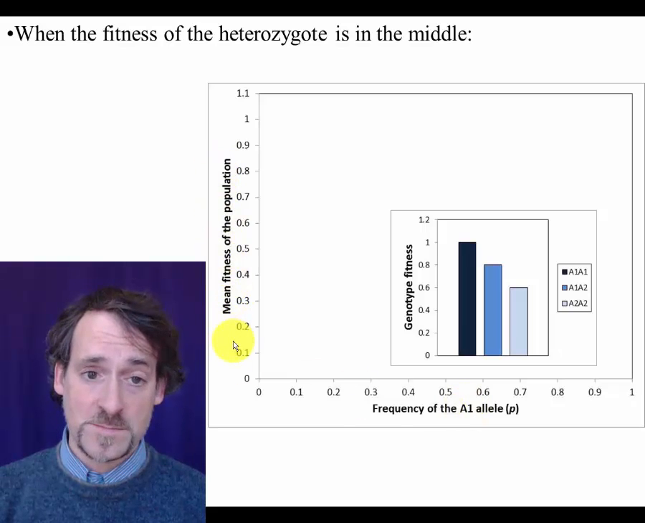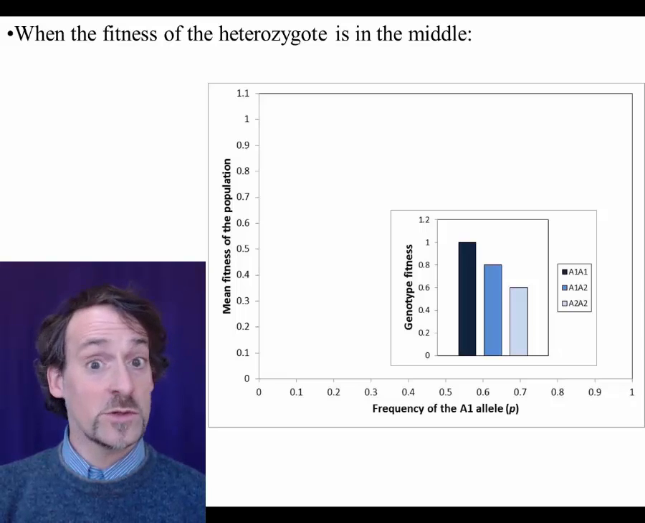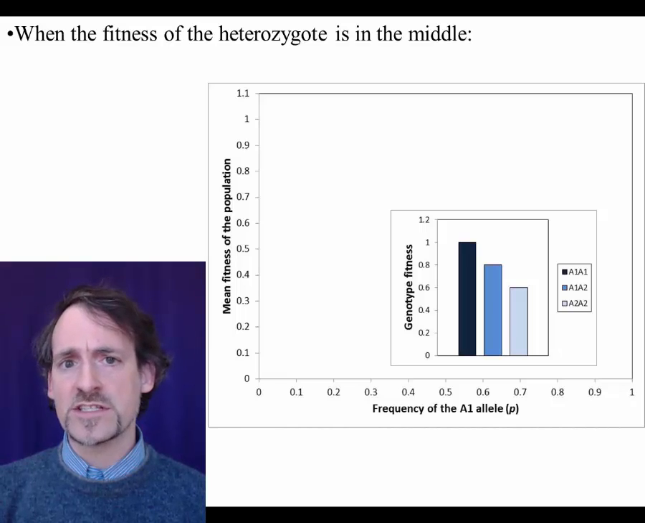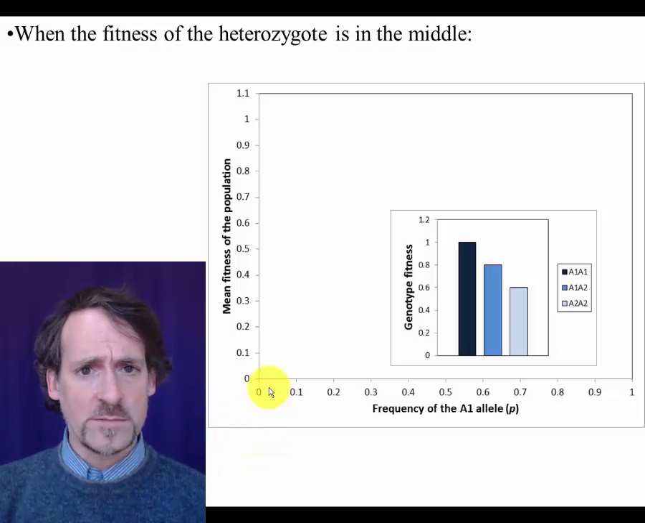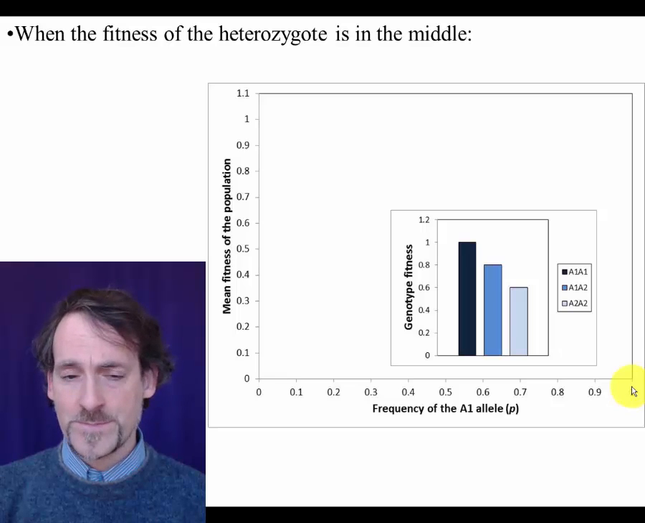a maximum. One thing that you can do when you're tackling a mathematical problem in biology, or anywhere else for that matter, is sometimes a quick and dirty way of solving it is to think about the extremes. In this case, the extremes are what happens when the A1 allele is really rare, and what happens when the A2 allele is really rare, i.e.